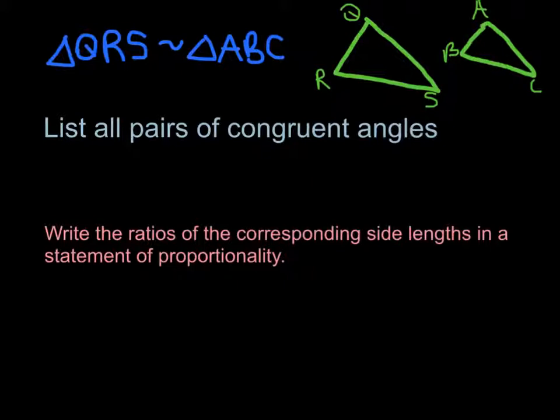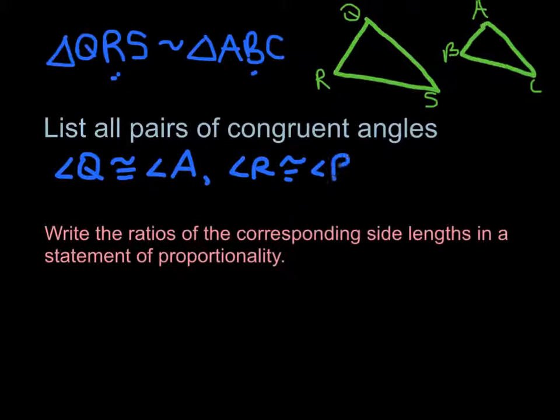So I don't even really need a picture here. You can see just by looking at this that angle Q, since it starts with that, and angle A are in the same spot there. So if it says to list all pairs of congruent angles, one pair would be that angle Q is congruent to angle A. Also in the middle here, R and B. So angle R is congruent to angle B. And then the last one, S and C. So angle S is congruent to angle C.